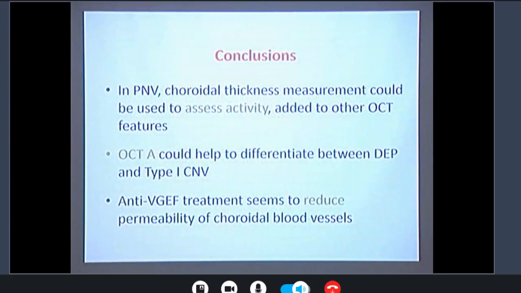So in conclusion, in patients with pachychoroid neovasculopathy, choroidal thickness measurement can be used to assess activity, added to other OCT features. OCT angiography could help to differentiate between PED, pigment epithelial detachment, and CNV because of the presence of neovessels on the OCT angiography. And it seems that anti-VEGF treatment reduces the permeability of the blood vessels.